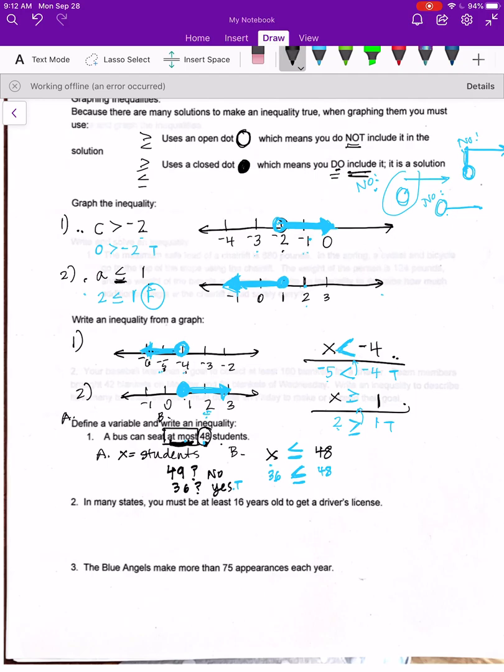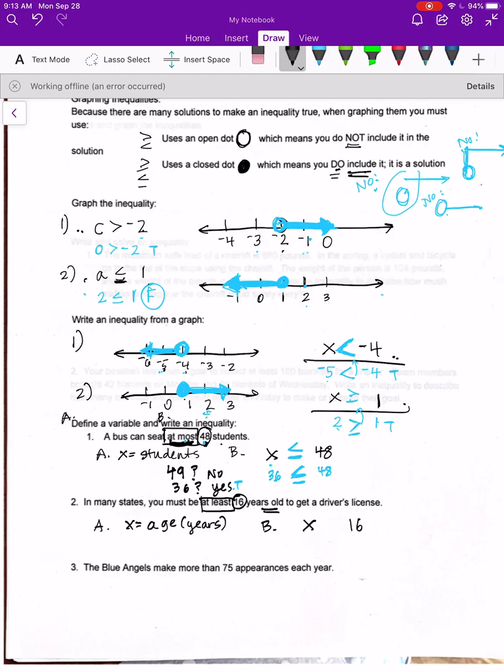Okay, so here we go, number 2. In many states, you must be at least, so at least is going to be our clue word, 16 years old to get a driver's license. So, A, define your variable. x, it looks like we're talking about age, or years, to get a driver's license. B, write an inequality. I have x on one side, 16 on the other. So you must be at least 16.